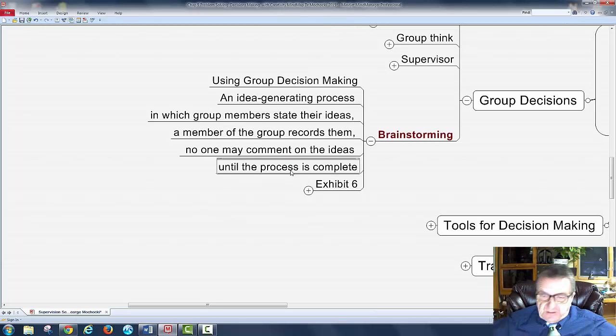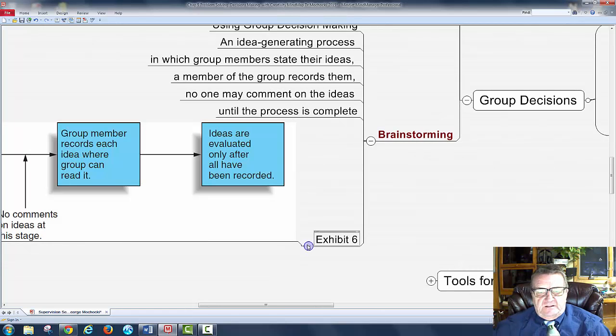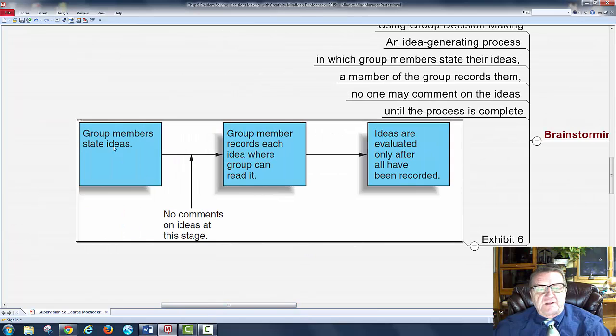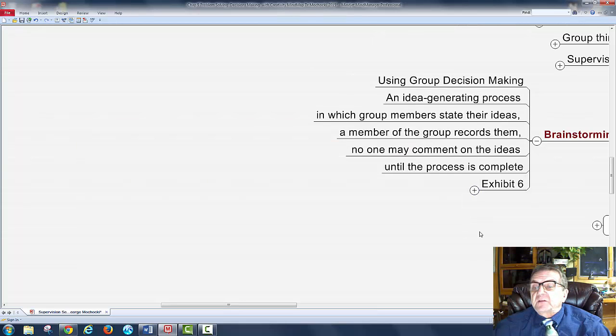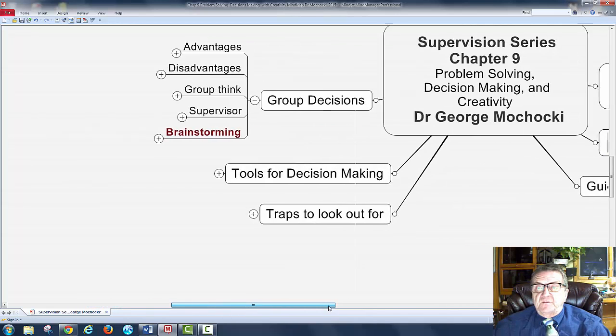After the process is complete, we start finding what areas are combined, which ones we can combine, and you take all these different ideas and you narrow it down, usually to about 5 or 6 items that you could focus on, because you'll combine some of them. And here's an example. Group members state the idea, no comments at this stage. Group members record the ideas where the group can read them, and then the ideas are evaluated only after all of them have been recorded. And then you could still at that time discuss it or not. Okay, so that takes care of my group decision.